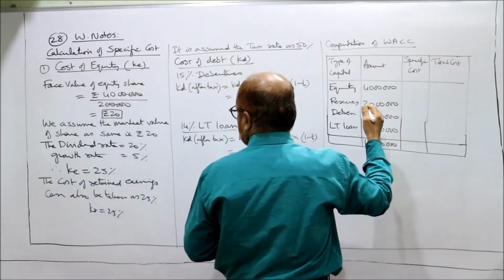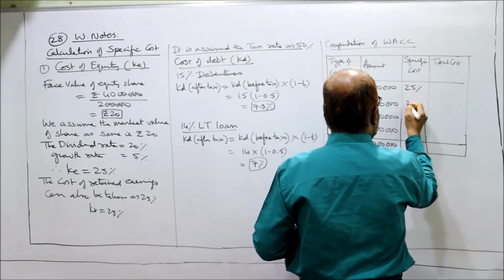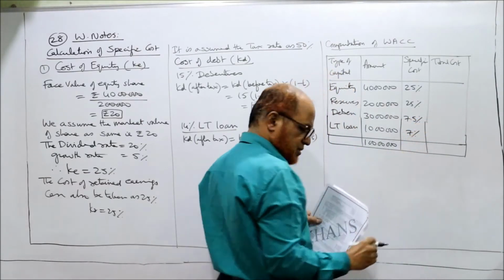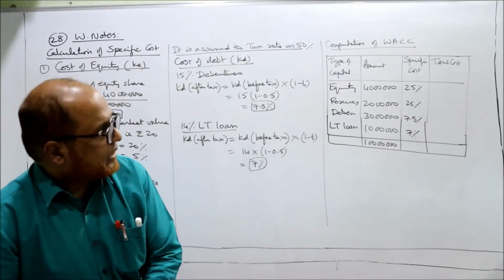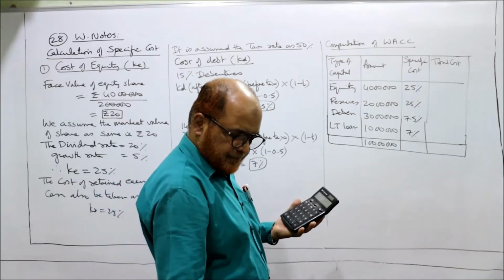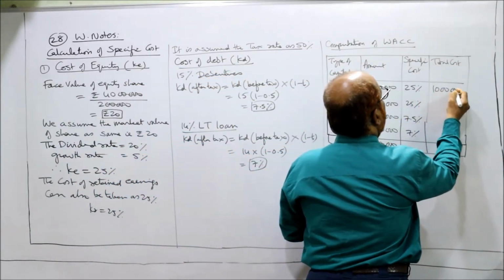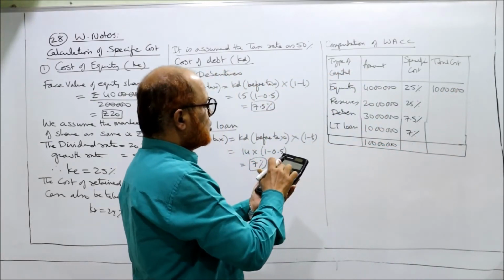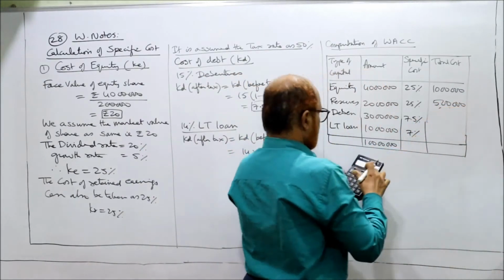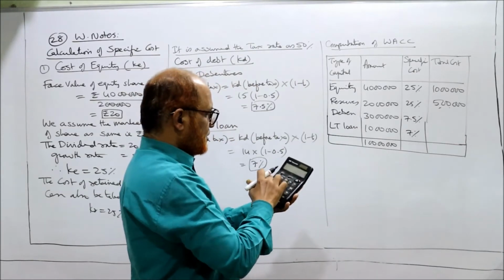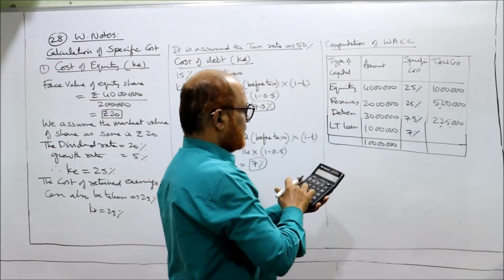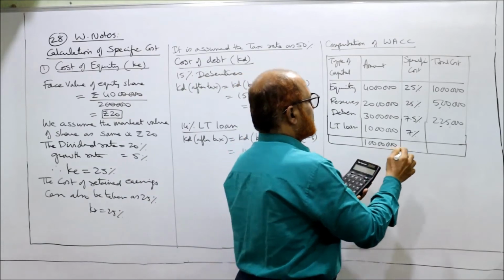Now specific cost. For equity, the cost of capital is 25%. Reserves 25%. Debentures 7.5%. This is 7%. Now we make the calculations. 40 lakh into 25%, 10 lakhs. Similarly, 20 lakhs into 25%, 5 lakh. Then 30 lakhs into 7.5%, 2 lakh 25,000. Lastly, 10 lakhs into 7%, 70,000.